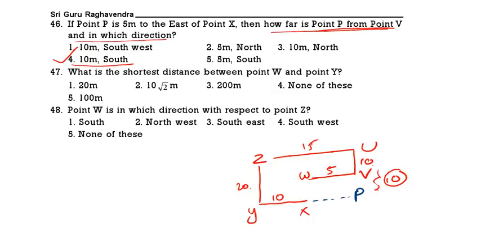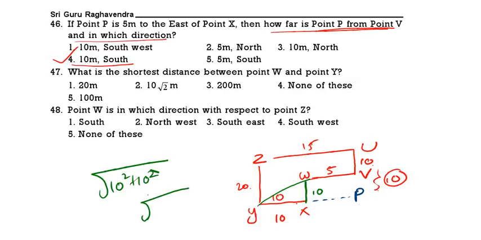What is the shortest distance between W and Y? Now, this is W, this is Y. We have to find the shortest distance. See, this totally is 10, this is 10. This is 20, this is 10, this balance will also be equal to 10. So, root of 10 square plus 10 square. That means root of 200. 200 can be written as 100 into 2. So, that is 10 root 2. 10 root 2 is the correct answer.